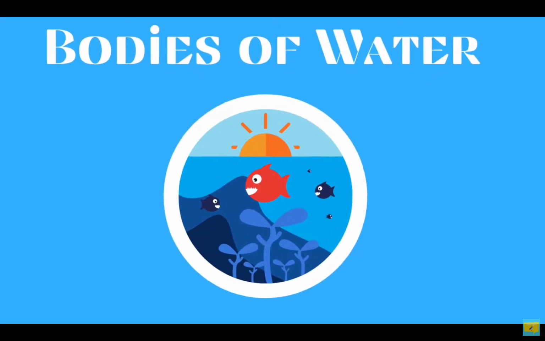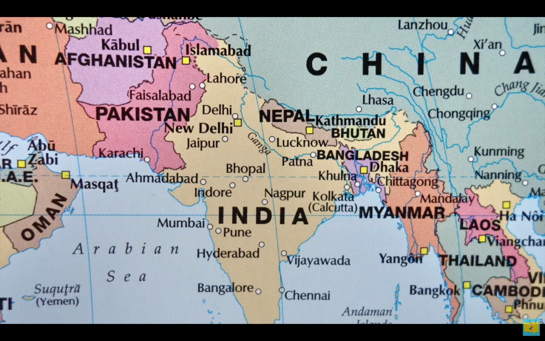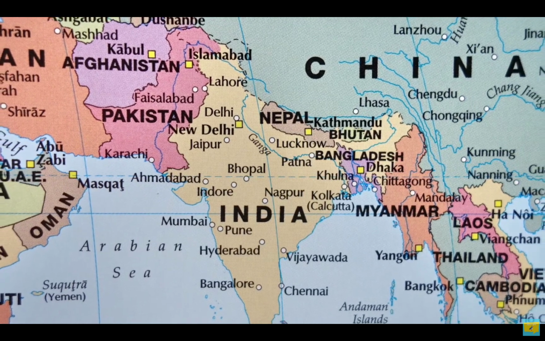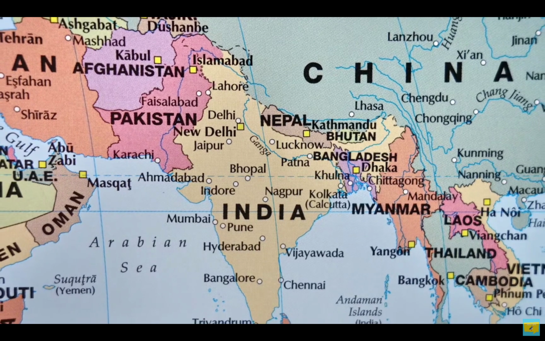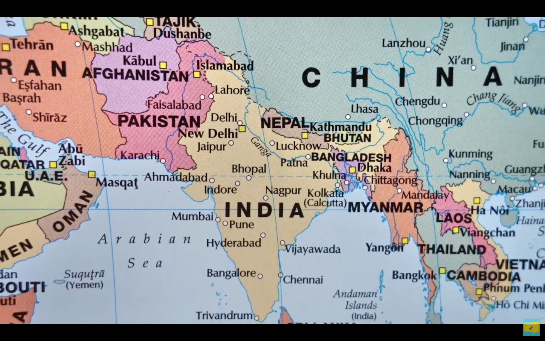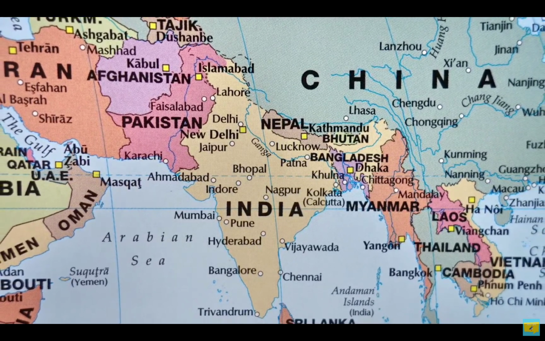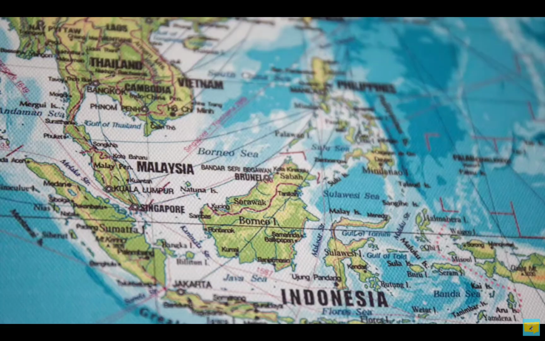The next topic is bodies of water near India. There are 3 important bodies of water that surround the Indian subcontinent. These large bodies of water isolate India from the rest of the world, but they also provide trade routes by sea to other areas like Arabia and Southeast Asia.